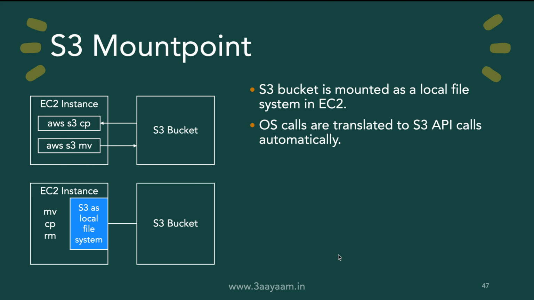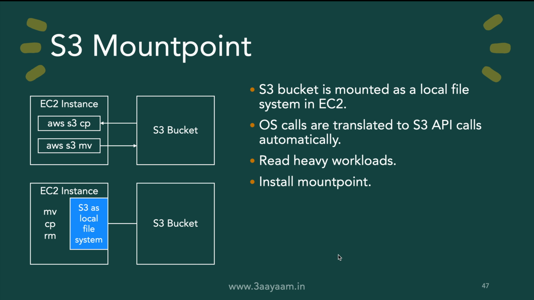Now, do we use mv, cp, rm commands a lot? Actually, no. The use case of S3 Mountpoint is for read heavy workloads. So if you are using the copy command a lot, or reading files a lot, let's say you have an application running in an EC2 instance and that application reads a lot of files or objects from S3, then you can use S3 Mountpoint and use the OS level calls to read objects from S3 buckets.